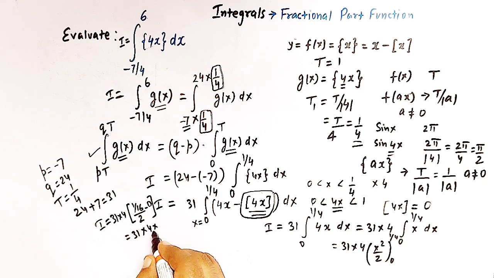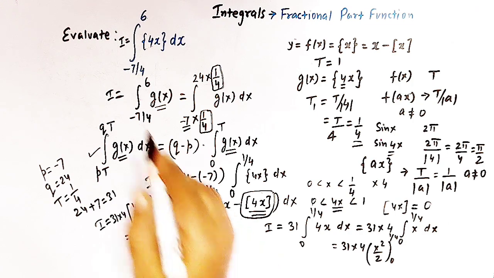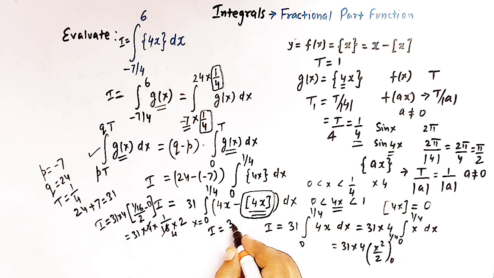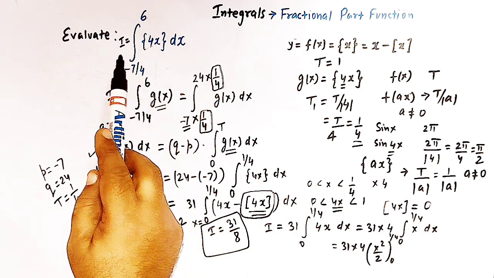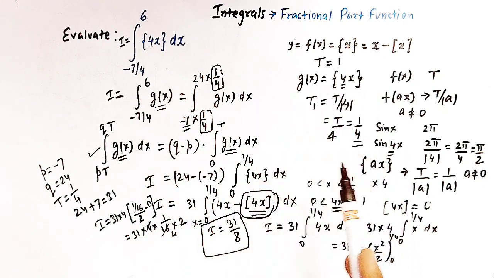So now we can solve it. 31 times 4, then we have 1 over 16 times 2, so 4 times 4 is 16, and 4 times 2 is 8. So the value of this integral I is equal to 31 over 8, right? So viewers, this is how we can find out the value of this integral using the concept of the fractional part function and the periodicity of the fractional part function.